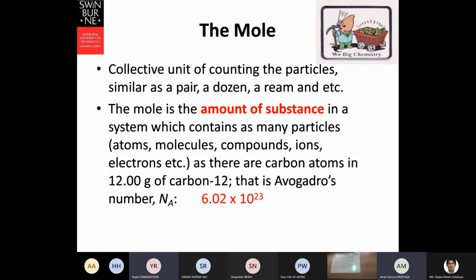How many isotopes does carbon have? Anyone has an idea? Three isotopes, yes. Carbon 12, 13, and 14, right? But in that, 12 is the most prominent one. So in 12 grams of carbon, Avogadro's number of carbon atoms are there. That is why we say 1 mole of carbon means 12 grams of carbon, right?